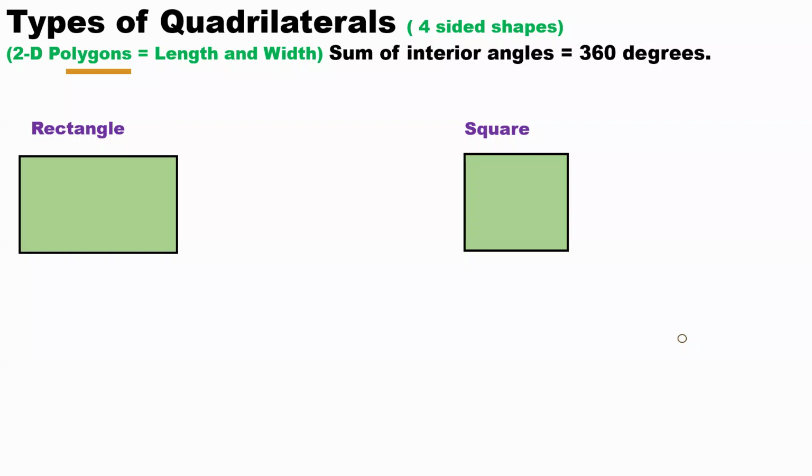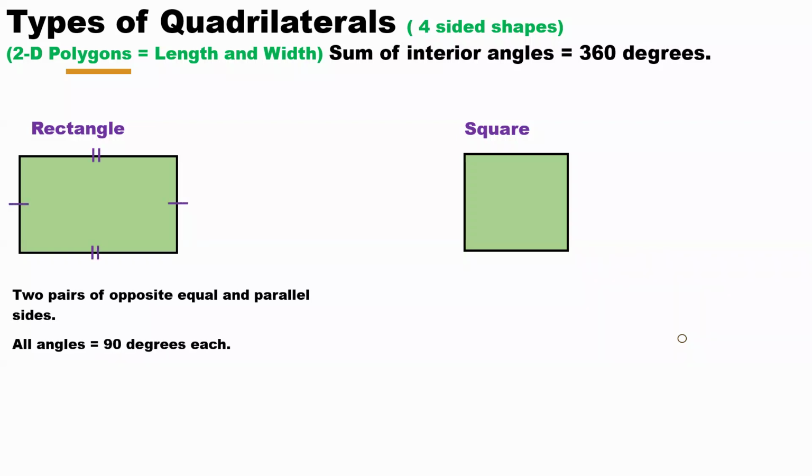The first two types that I'm going to talk about are rectangle and square. Rectangle, two pairs of opposite, equal and parallel sides. You have all angles equal 90 degrees and two lines of symmetry.